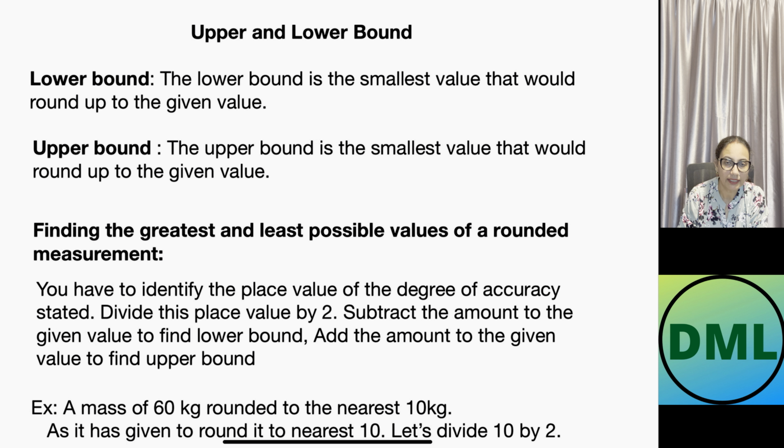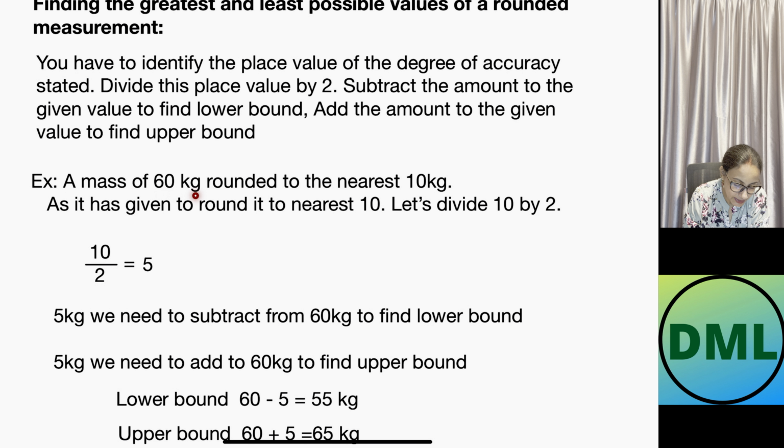Let's understand this concept with a few examples. A mass of 60 kg rounded to the nearest 10 kg. As it is given to round to the nearest 10 kg, let's divide 10 by 2, which is 5 kg. 5 kg we need to subtract from 60 kg to find the lower bound, and add to 60 kg to find the upper bound. Lower bound is 60 minus 5, which is 55 kg. Upper bound is 60 plus 5, which is 65 kg.